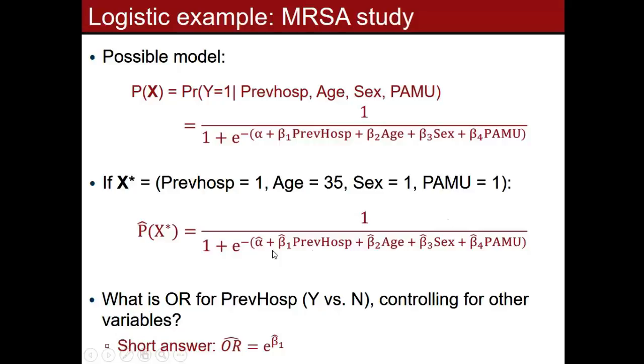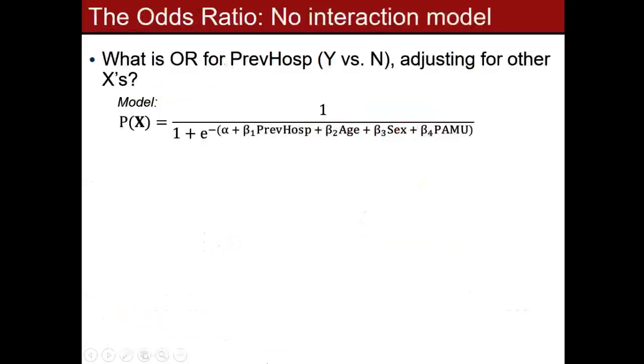And we can get probabilities out of this model. And if we wanted to know an odds ratio, we said that the odds ratio for having MRSA comparing previous hospitalization yes versus no would just be e to the beta associated with that variable. And that would go for any of them. If you want to know about sex, and you want to compare sex 1 versus 0, you would do e to the beta 3. This is a very quick and easy thing, and it gets more complicated the more complicated your model gets. So that's where we left off last time.